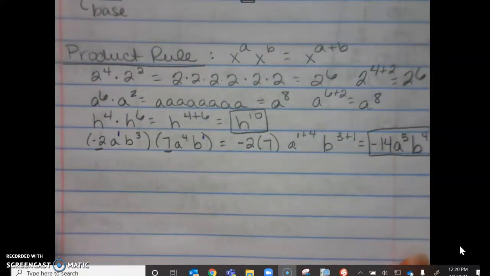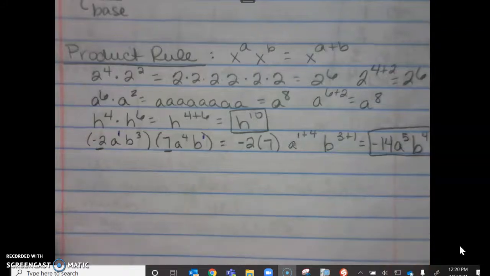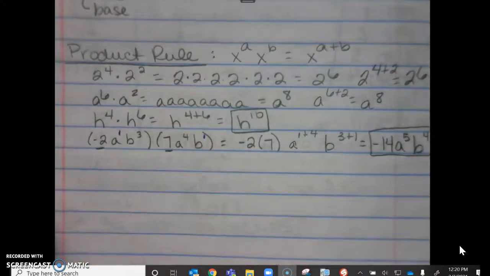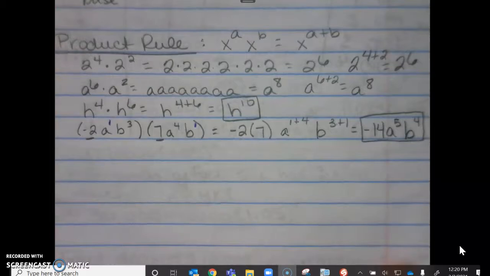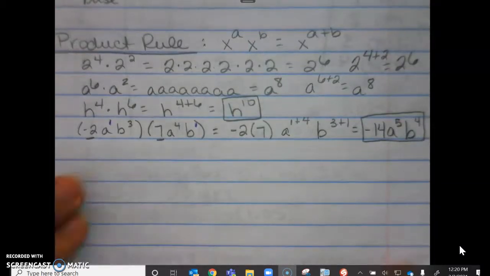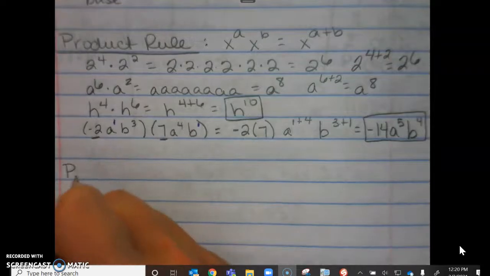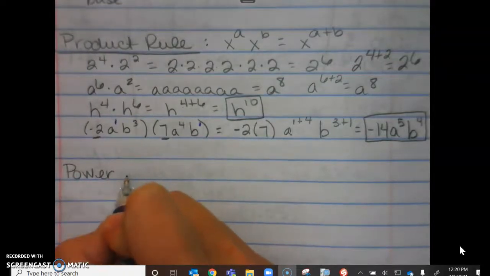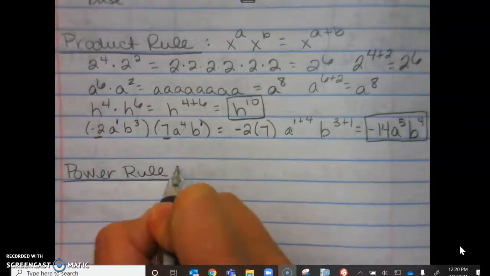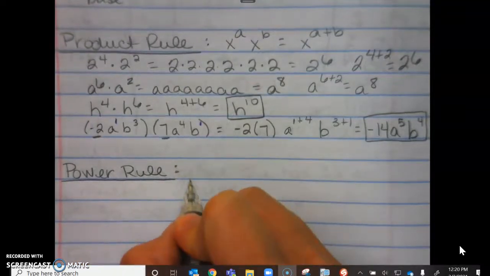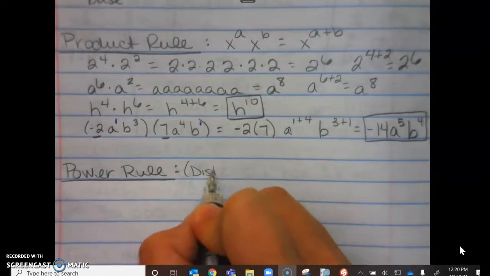Sometimes we're not multiplying with this times sign. Sometimes we are multiplying in a different way. And this one is called the power rule. So it's very similar. The power rule: when we raise a power to a power, it looks like the distributive property. So I'm going to make a little note here: distribute.